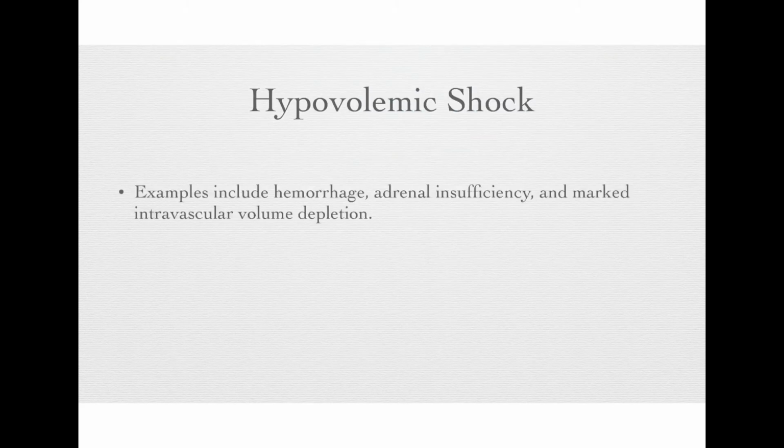So once we have some of this hemodynamic information, how can we make use of that to identify what kind of shock our patient has? If the patient has hypovolemic shock, which can include hypovolemia from acute hemorrhage, adrenal insufficiency, which leads to sodium and fluid loss in the kidneys, or just simply marked intravascular volume depletion.